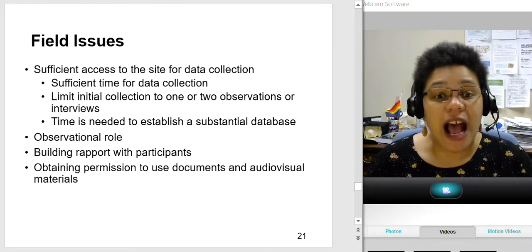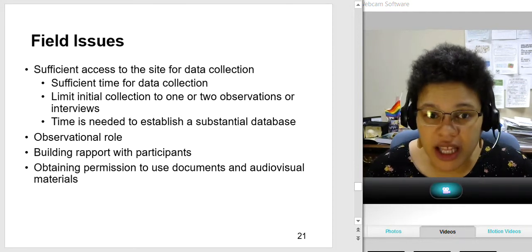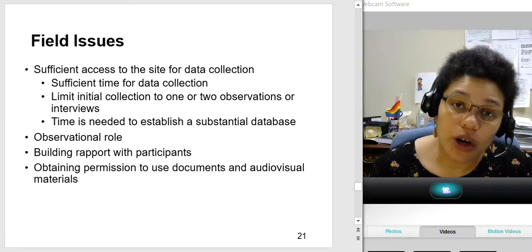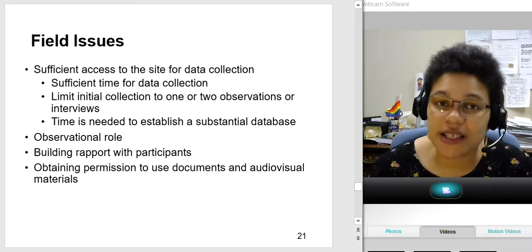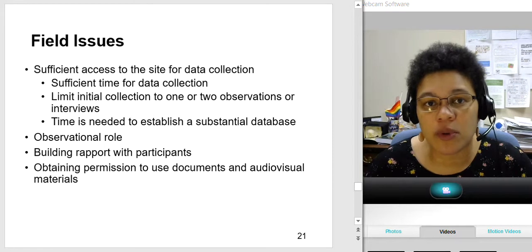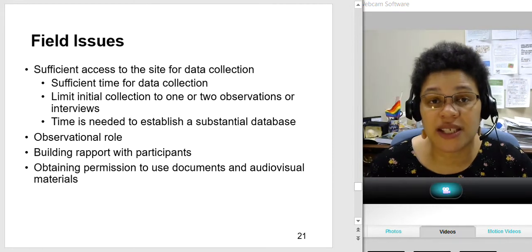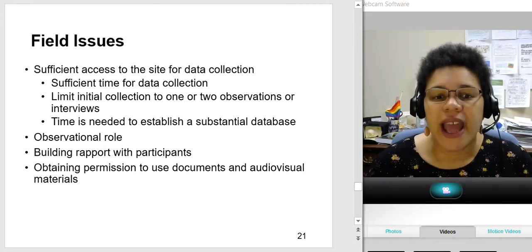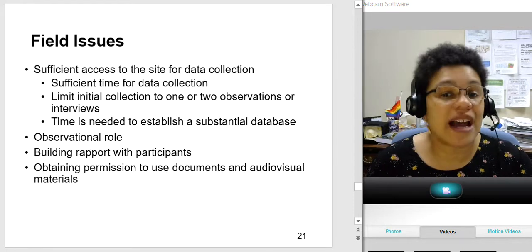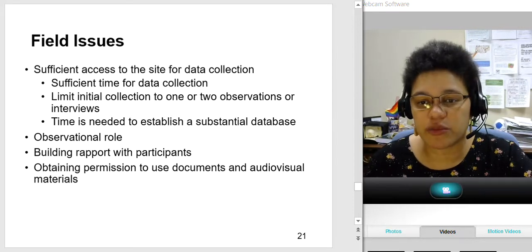You may be in an observational role initially. You need to build rapport with the participants. There has to be a certain level of trust before people will be willing to sit down and talk with you honestly. And you need to obtain permission to use documents or audiovisual materials.